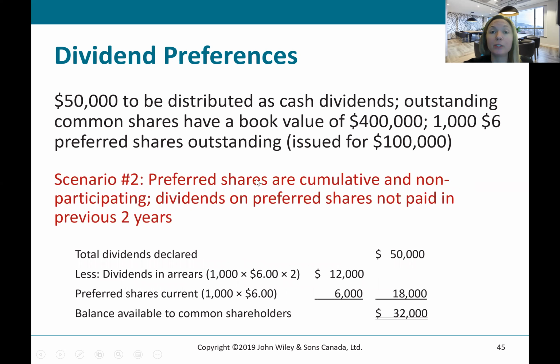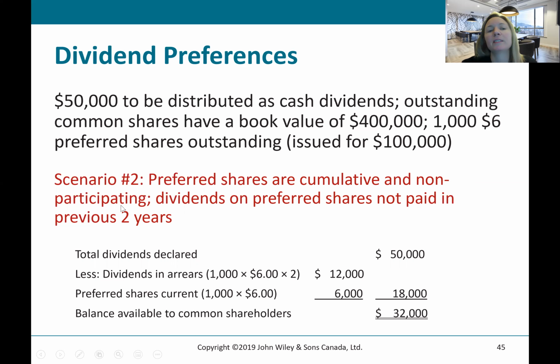Here's scenario number 2. Same scenario, $50,000 to be distributed as cash dividends. Outstanding common shares have a book value of $400,000. 1,000 $6 preferred shares are outstanding. And it says preferred shares are cumulative and non-participating, and dividends on preferred shares were not paid in the previous 2 years. What it means when it says cumulative is that it has to be caught up. So if it didn't pay for the previous 2 years, then it has to be caught up for those 2 years before the common shareholders can be paid a dividend.